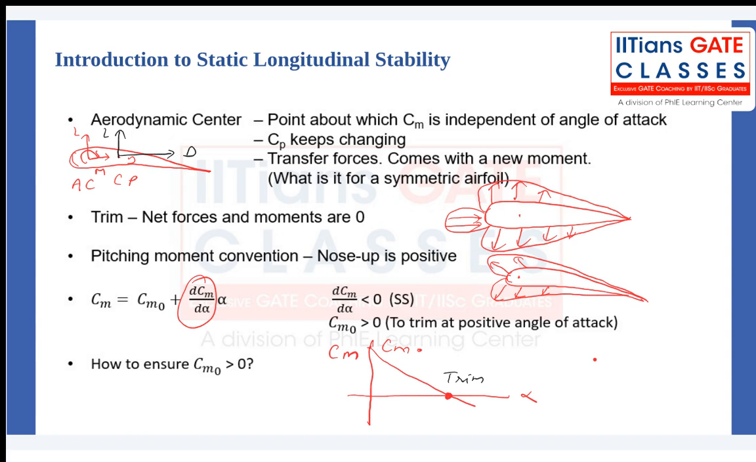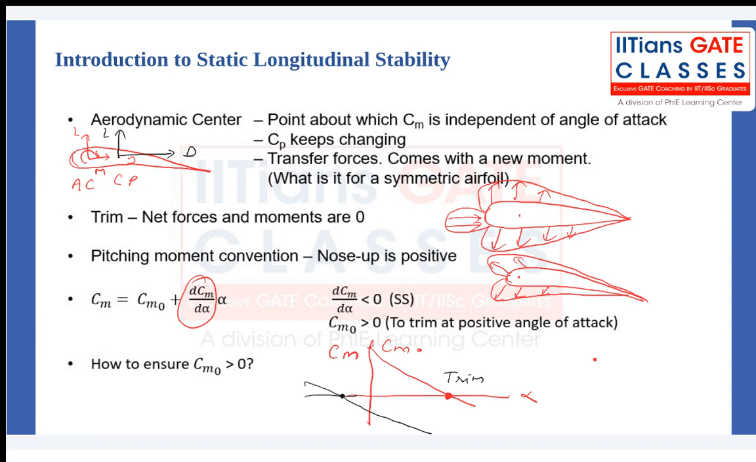Now, if your CM naught was negative, something like this, the trim would be here, and your angle of attack would be negative. So it is preferable for us to trim our aircraft at a positive angle of attack. CM naught greater than zero is a condition only to ensure that your equilibrium point is at a positive angle of attack. This is just a desirable quality. It's not mandatory for stability at all. The only mandatory condition for stability is that the slope of the graph must be negative.